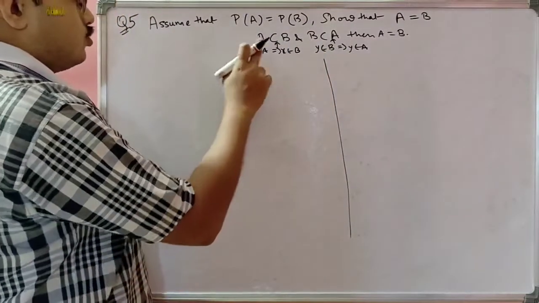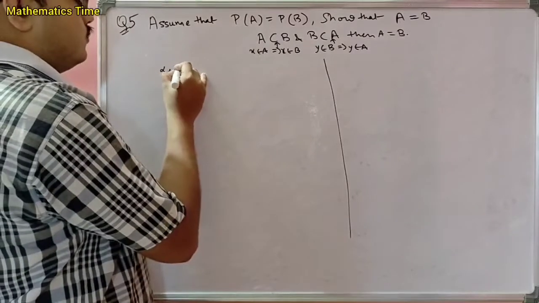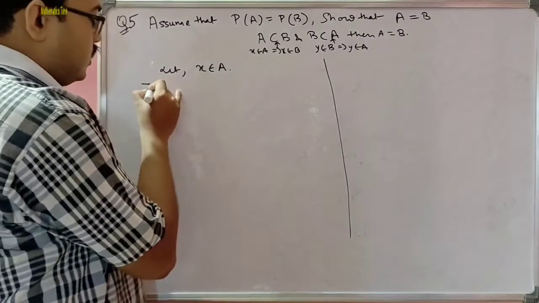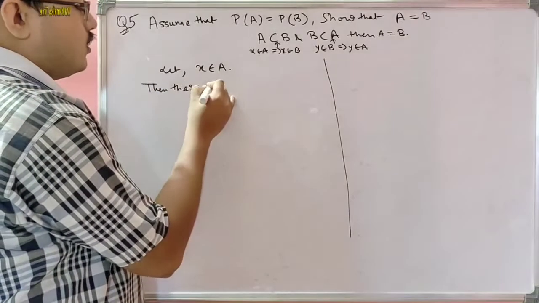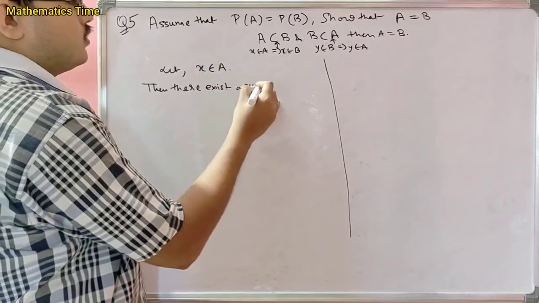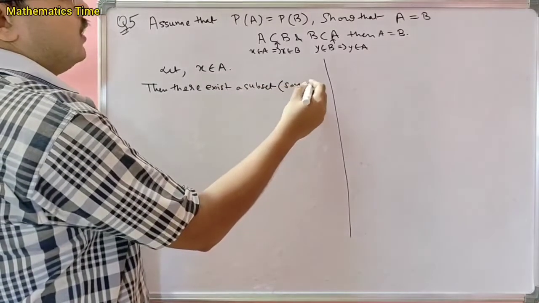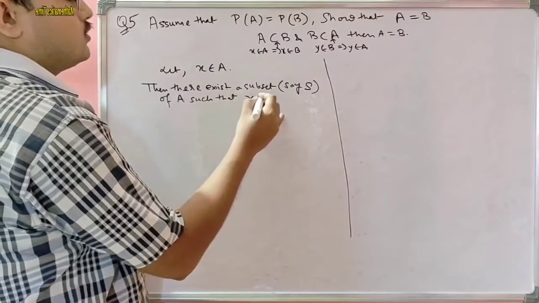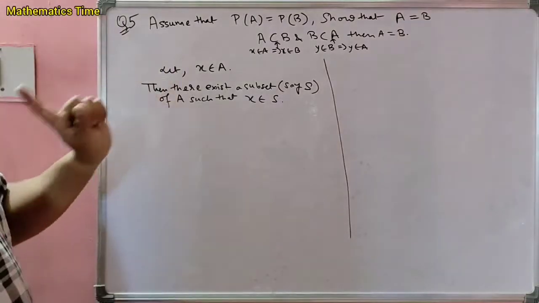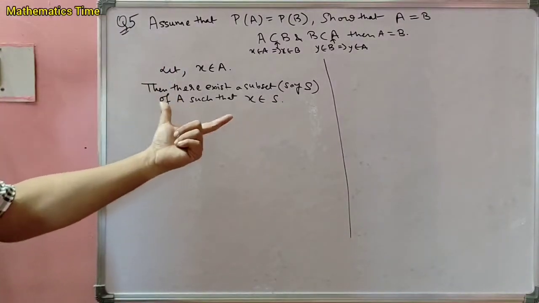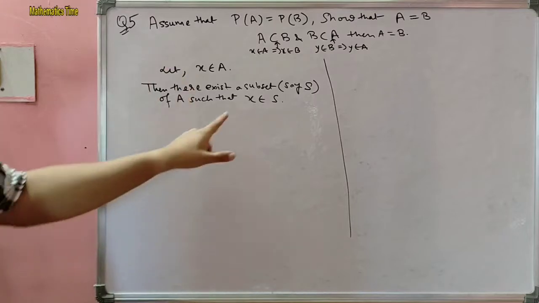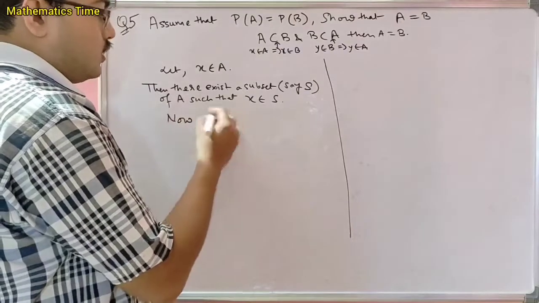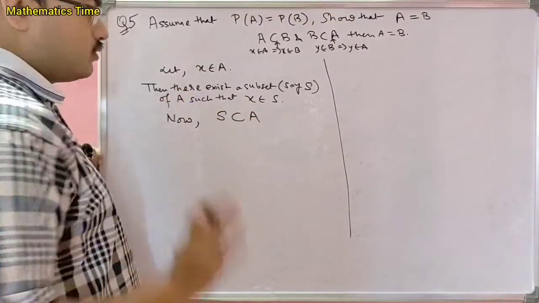Okay, now to solve A subset of B, let x belong to A. X is any arbitrary element of A. Then there exists a subset, say S of A, such that x belongs to S. So x is an arbitrary element in A, and there is a subset S of A which contains the element x. Now it is obvious that S is a subset of A. We assume that S is a subset of A.